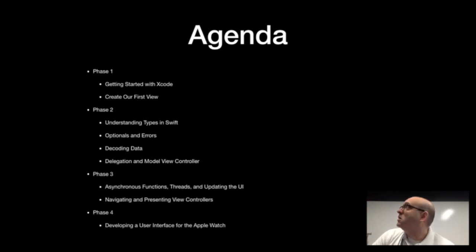No worries. So the first phase, we're going to learn the intricacies of Xcode and create our first view in our first iPhone app. Next, we're going to understand some of the underlying type system in Swift. Then we'll talk about optionals and errors, which are big parts of Swift and how it works. We're going to decode some JSON data so that we can actually use it in our app. And then we're going to talk about delegation and the model view controller patterns that Apple likes us to use.